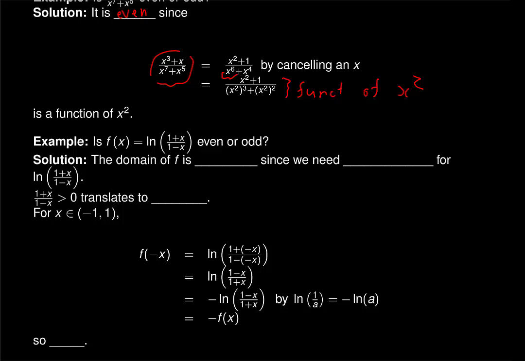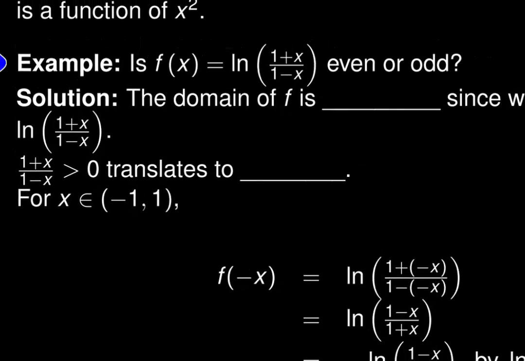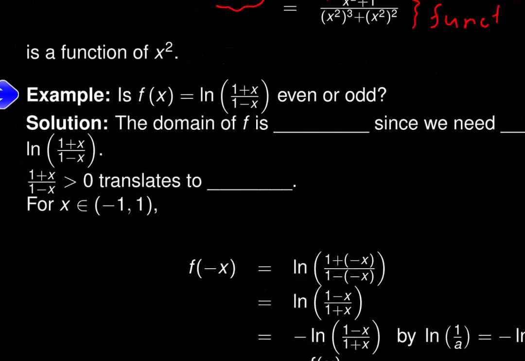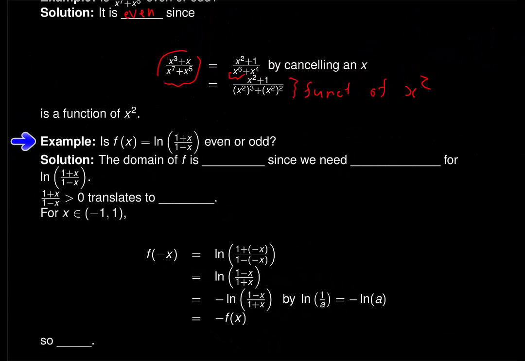Let's take another example. Here in this example is a little bit more exotic. f of x is the natural logarithm, ln, of (1 plus x) over (1 minus x). So we could ask, is that function even or odd? Well, the first thing that we should do when you have a non-trivial function like this is try to figure out, well, what's the domain?